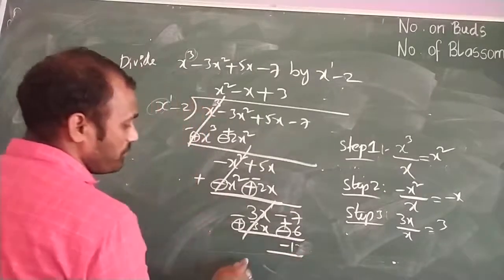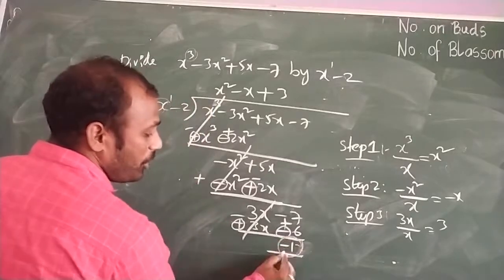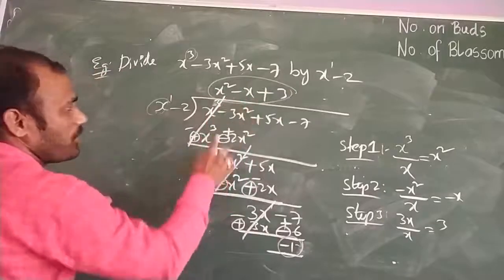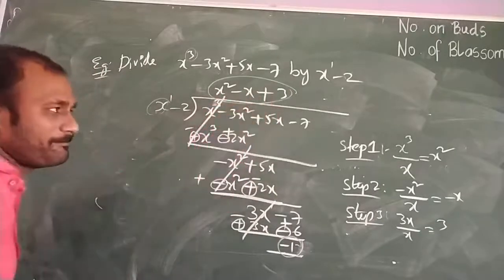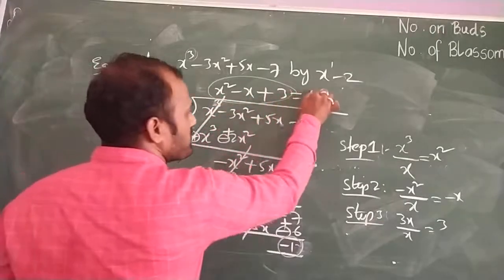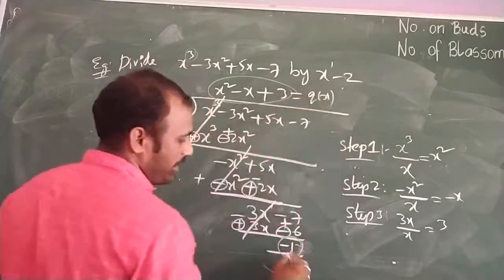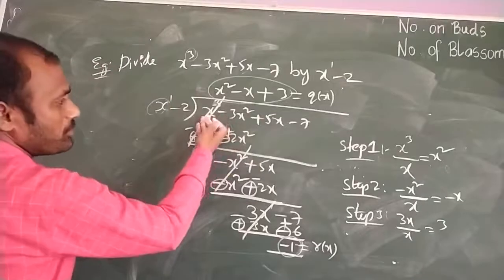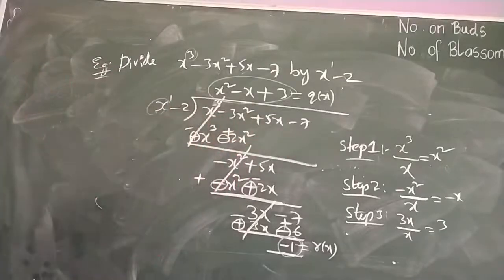So here, what are the terms we got? The remainder r of x we got as minus 1, and the quotient q of x we got as x square minus x plus 3. This we call q of x, and this we call r of x. And we know that this is p of x, and this is g of x. So this is the way of performing division of polynomials. Next, let us see another question.